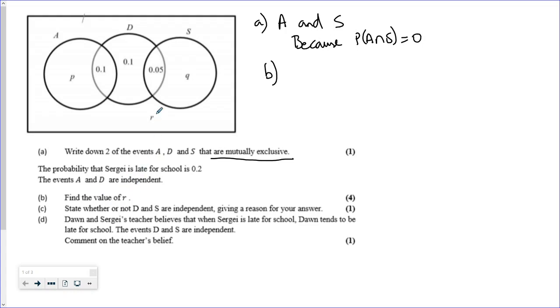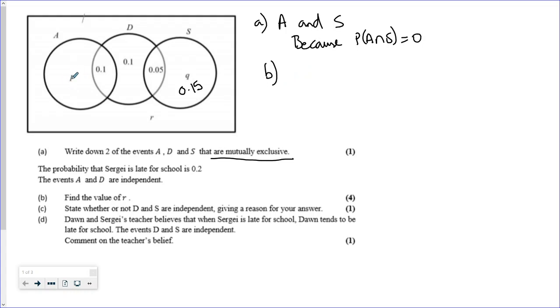In part B, we're going to have to do a bit of problem solving to find out what R is. So first, let's try and find out what Q and P are, because we're going to have to use that to find out R. So we're told that the probability that Sergey is late for school is 0.2. That means the total probability within the S circle has to add up to 0.2. So we can see that that must be 0.15. And this probability 0.2 is split into two regions. There's a probability of 0.15 that only Sergey is late and Dawn's not late. And there's a 0.05 probability that Dawn is late and Sergey is late in the intersection of the two that overlap.